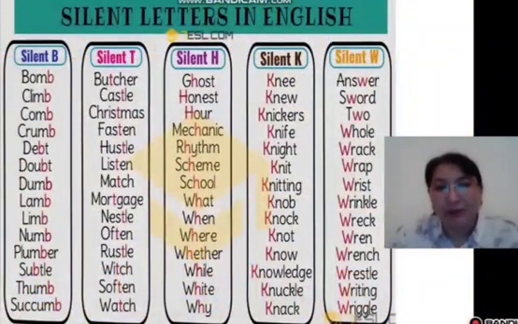Dear learners, before we start our lesson, let's learn about silent letters. Here are given 5 silent letters. Let's learn them. The first silent letter is B. Bomb, climb, comb, crumb, dead, doubt, dumb, lamb, limb, numb, plumber, subtle, succumb.